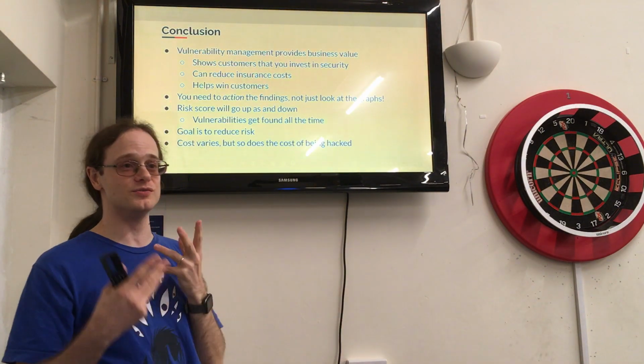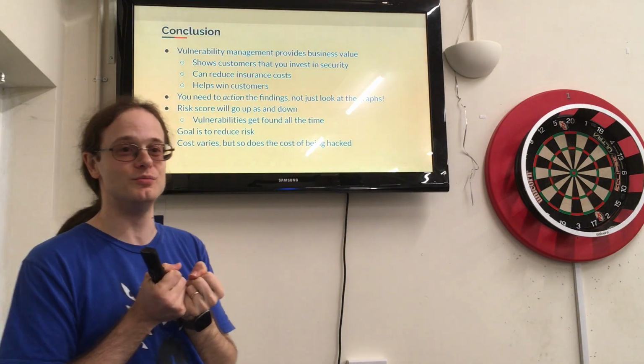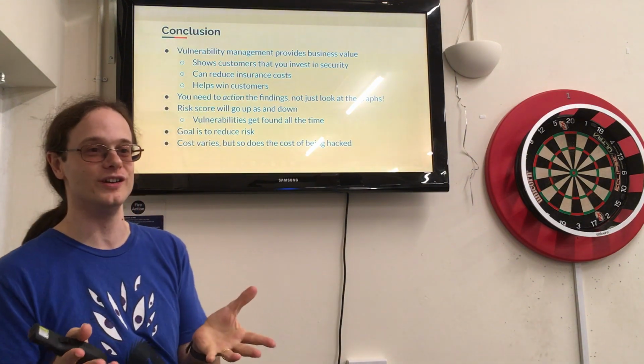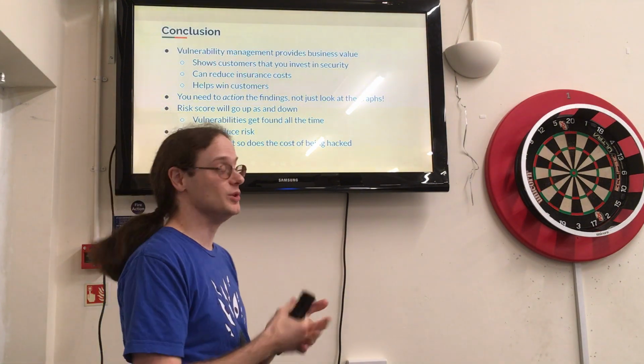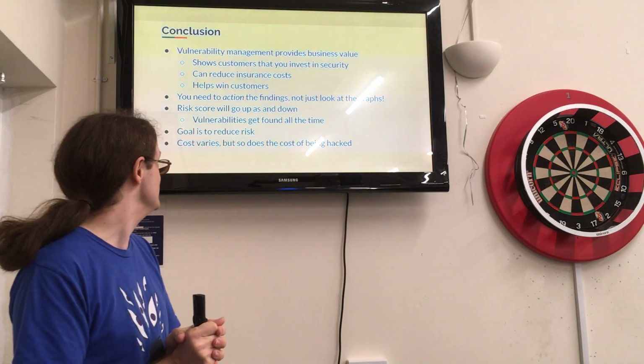Our goal is to reduce risk. I would love to say we could remove it, but I'm a realist and I know you can't get rid of all risk unless, as I say, you cease operating. So that's what you want to do. You want to use this as a tool to help you reduce risk.